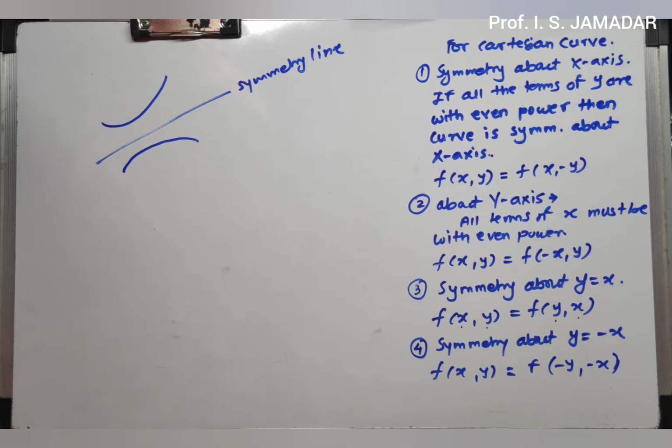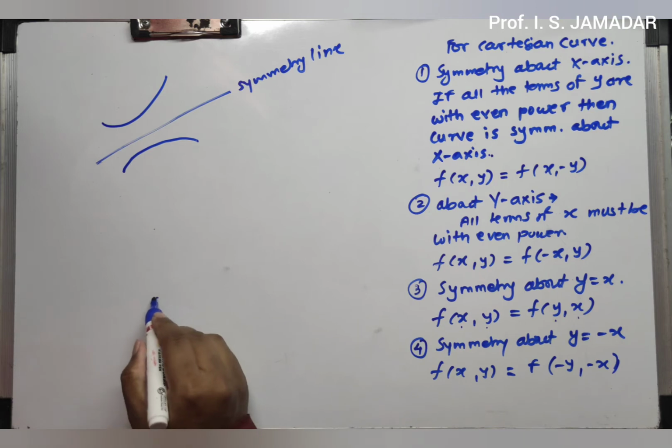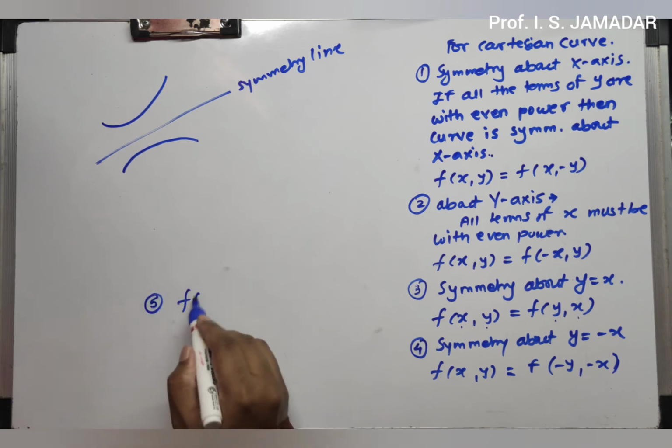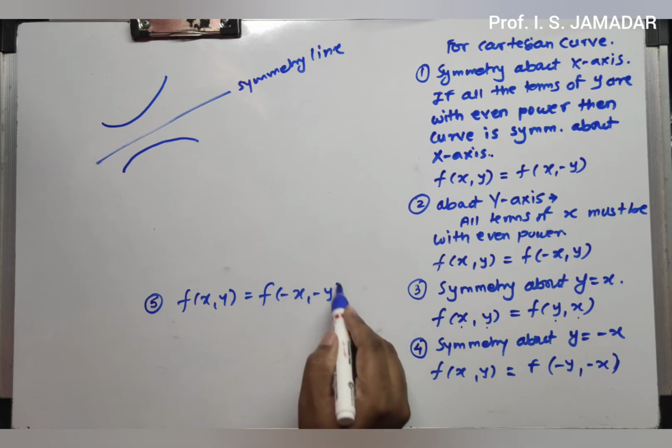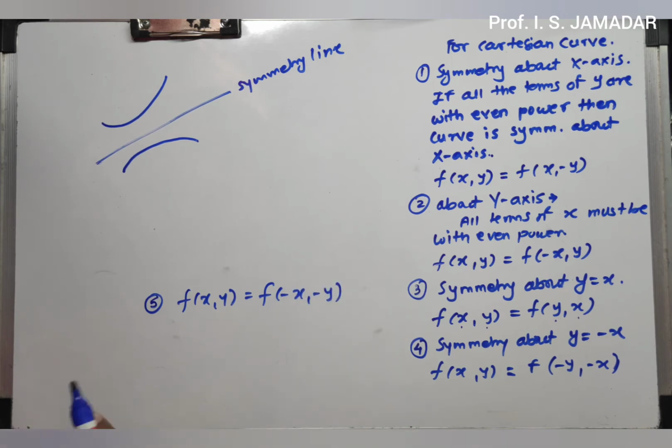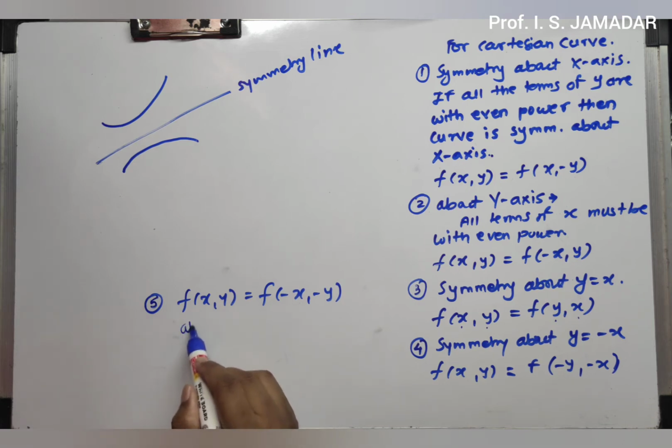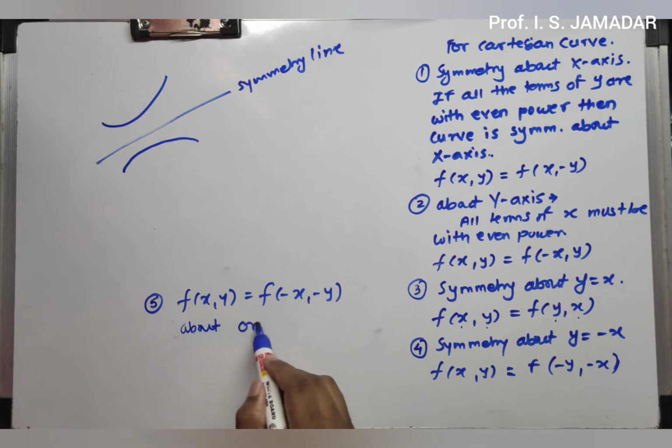One more rule we have for Cartesian, that is the fifth rule, f of x y is equal to f of minus x minus y. It means what? Replace x by minus x and y by minus y, and if equation remains unchanged, then that curve is symmetric about origin. This is symmetry about origin. So these are the five rules for the Cartesian curve.